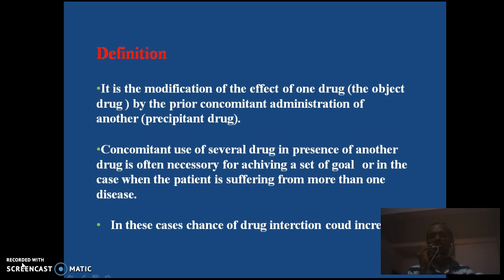Drug interaction is usually defined as the modification of the effect of one drug by the prior or concomitant administration of another. The drug whose effect has been changed is usually termed the object drug, and the drug which is responsible for the change in the effect of the object drug is usually defined as the precipitant drug.